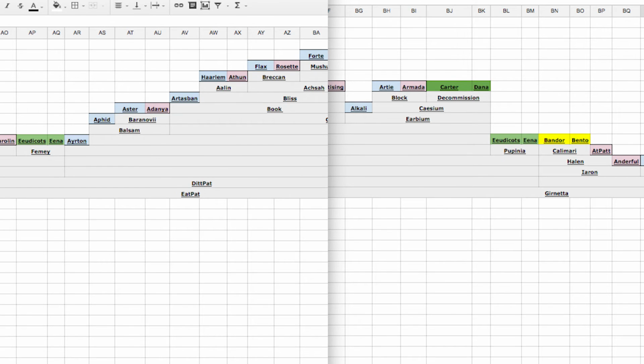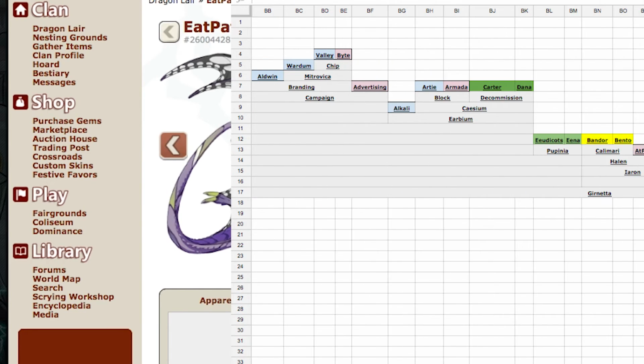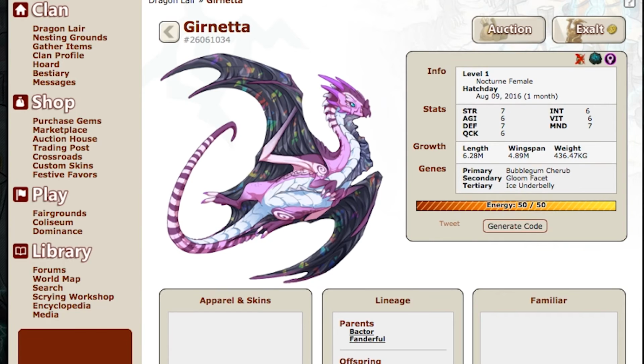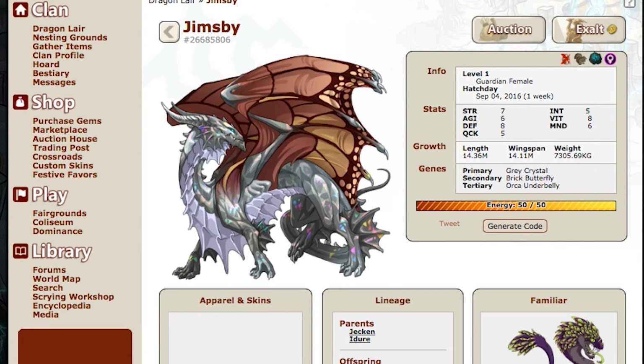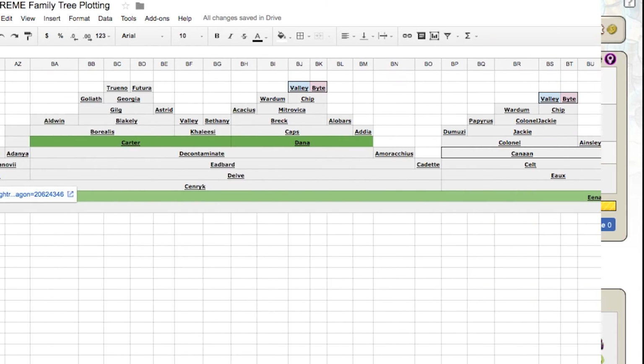And the grand results are Eatpat and Gernetta are, among other things, descended from Drakken. Using that same logic, so are Caldwin and Jimsby. Altogether, that means there are 8 dragons in my lair descended from Drakken, and some of them can breed with one another. That was crazy, but it was also a lot of fun to plot out.